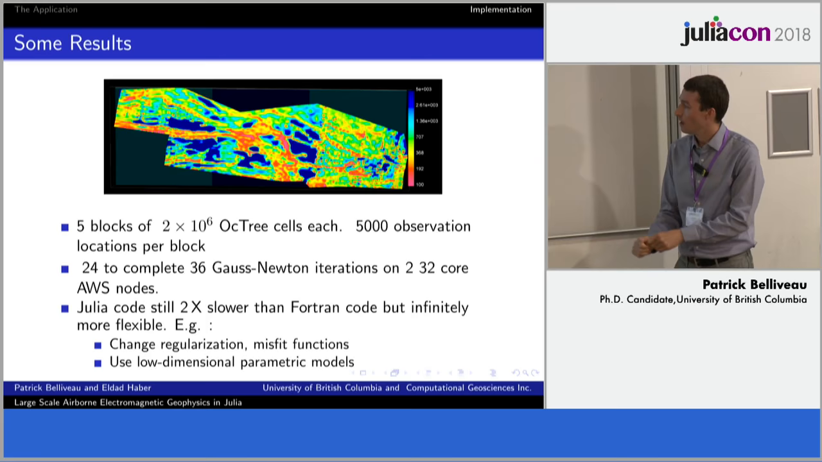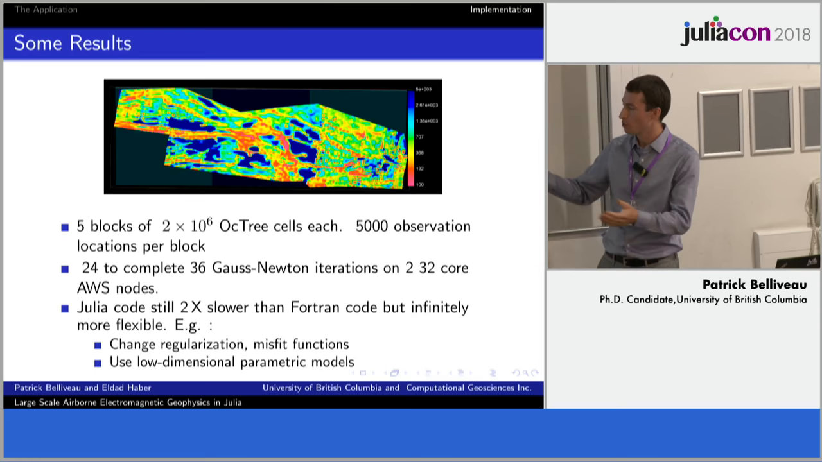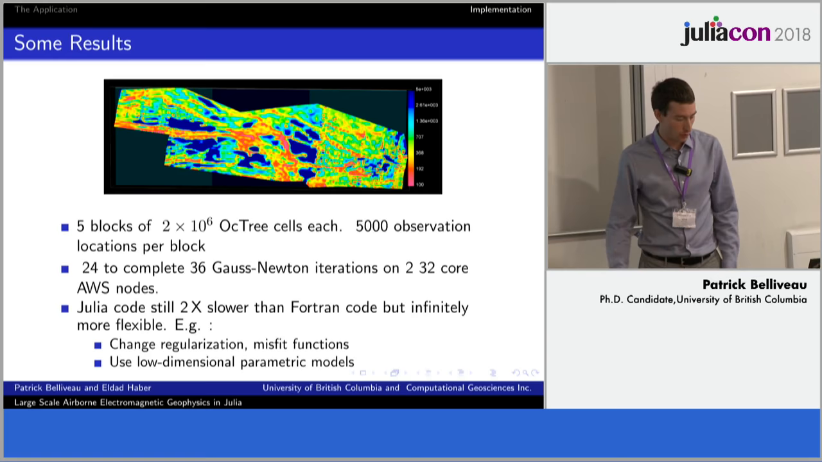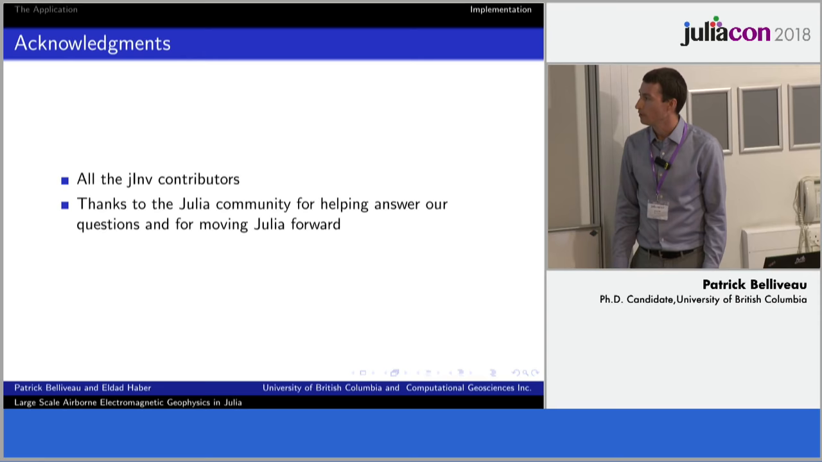I guess the only thing to say is that we're still not quite as fast as our Fortran code for what's basically our vanilla application. But with Julia, we can do so many more things. If we want to change regularization, parameterizations, whatever, we can do it all, and it still will scale. And that's it. Thanks to the contributors to our package and the community at large, who's always happy to help out online. So thanks a lot.